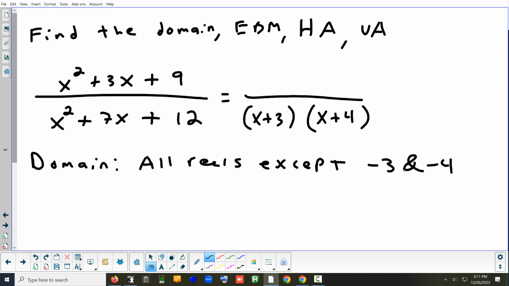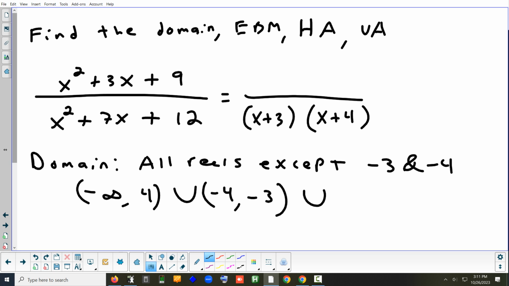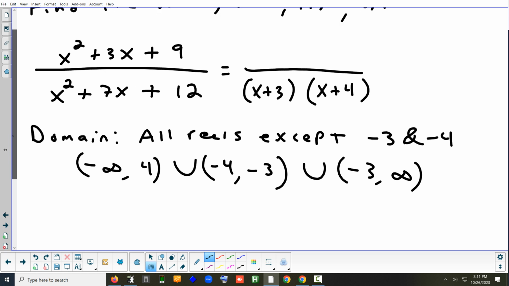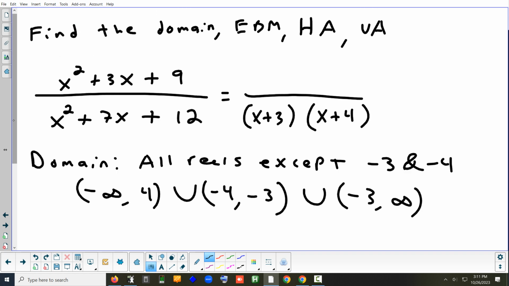Now, if you wanted to write that as an interval, how many intervals would you need? 3. Yeah, you need 3. And can you tell me what the first one would be? In the parentheses, negative infinity, negative 4, parentheses. Yep. And then negative 4, negative 3. And then negative 3, infinity. Perfect. So there's your domain. Let's do the vertical asymptotes next because that ties in directly with what we just did.